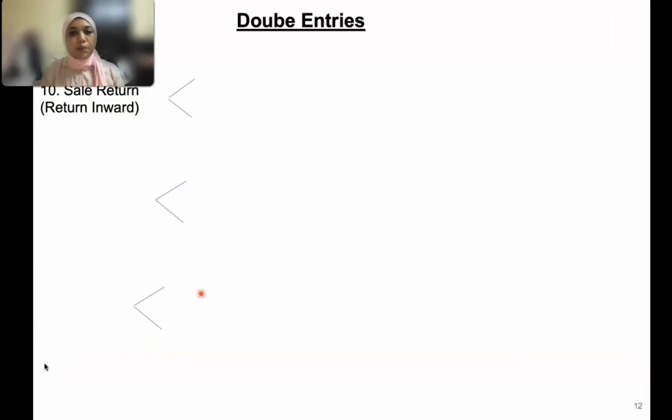So here in this slide, I'm going to explain more examples of double entries and transactions. Okay, so sale return. What is sale return? We also call it return inwards. Sale return is something our customer returns back. We sold to our customer, maybe because of some defects or maybe because of some error, they return it back to us. This is what we call sale return. Return inwards. When we record the sale, we record sales, nominal, income, credit.